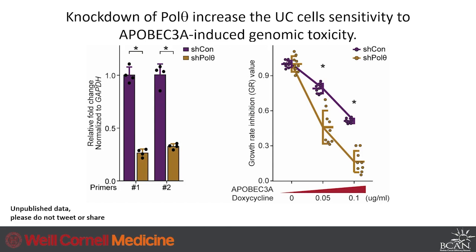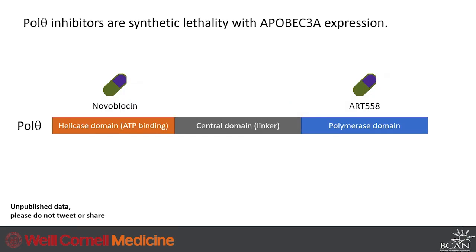And then we turn on the A3A. As we're showing here on the right, with APOBEC3A increasing its expression level, the polymerase theta knockdown cells are much more sensitive to the APOBEC3A-induced toxicity compared to the shRNA control cells. So we want to test whether this effect can also be used in the clinic.